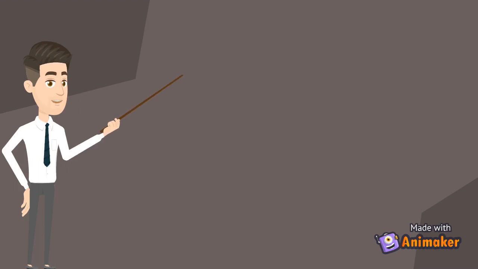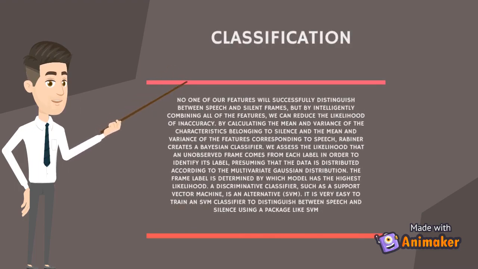No one of our features will successfully distinguish between speech and silent frames, but by intelligently combining all of the features, we can reduce the likelihood of inaccuracy. By calculating the mean and variance of the features belonging to silence and the mean and variance of the features corresponding to speech, Rabiner creates a Bayesian classifier. We assess the likelihood that an unobserved frame comes from each label in order to identify its label, presuming that the data is distributed according to the multivariate Gaussian distribution. The frame label is determined by which model has the highest likelihood.